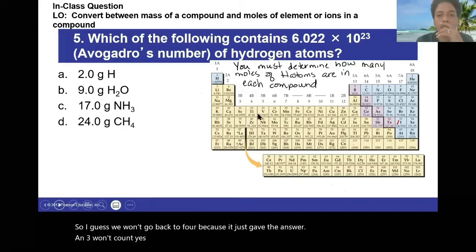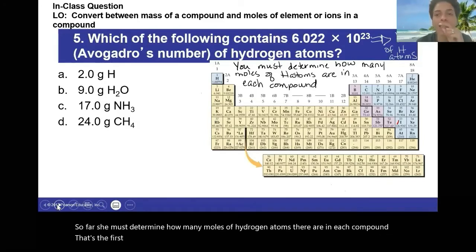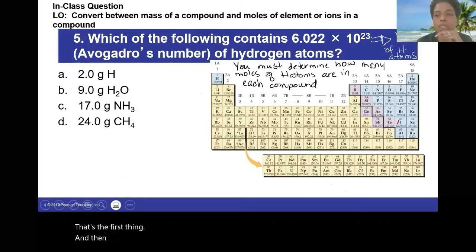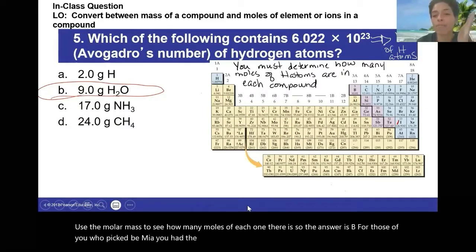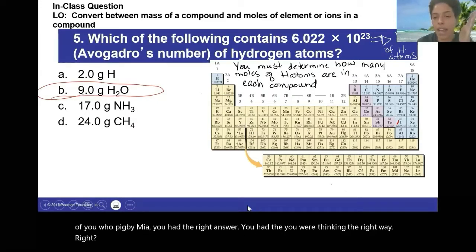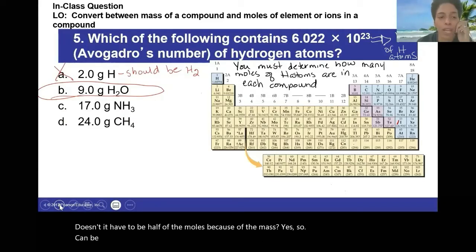All right. So first you must determine how many moles of hydrogen atoms there are in each compound. That's the first thing. And then you have to use the molar mass to see how many moles of each one there is. So the answer is B. For those of you who picked B, Mia, you had the right answer. You were thinking the right way, right? Doesn't it have to be half of the moles because of the mass? Yes. So it can't be A because the formula is not correct.